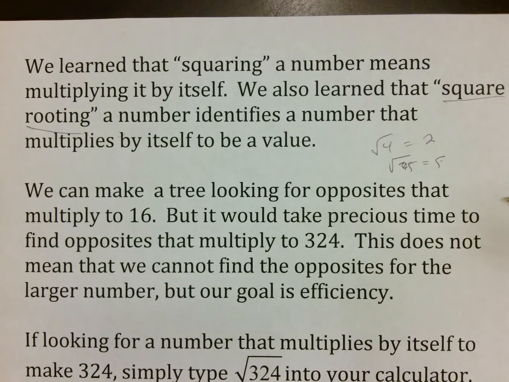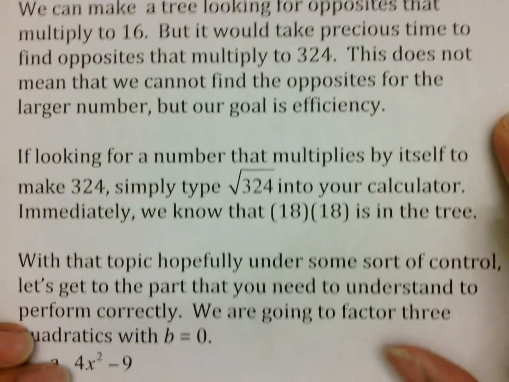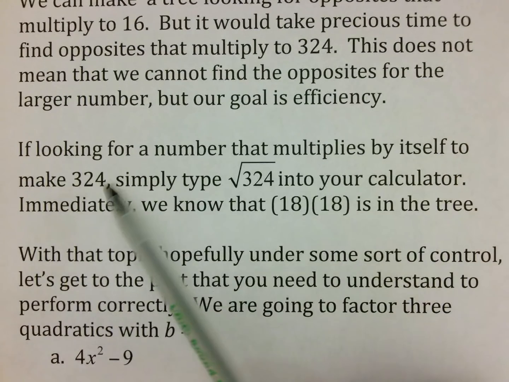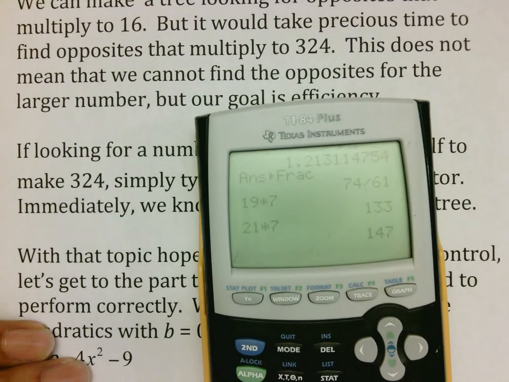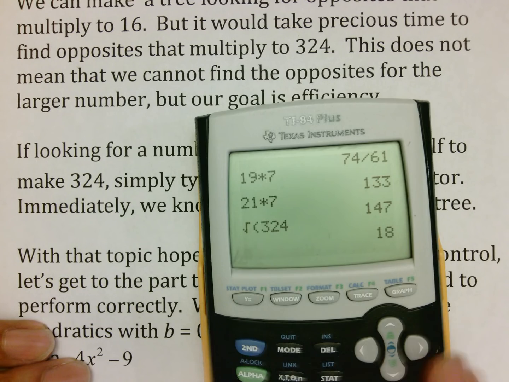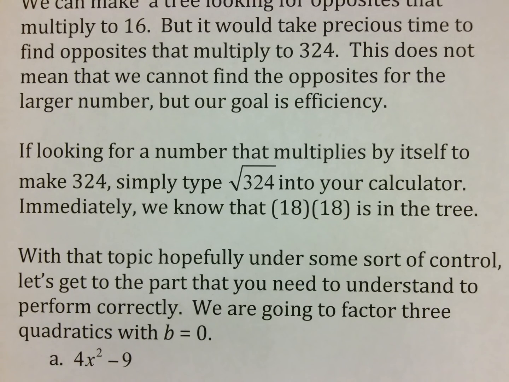But it would take a lot of precious time to find opposites to multiply to be 324. There's a lot of numbers, a lot of buttons that you'd have to press. It doesn't mean that we can't find it for a larger number, but our goal is to be efficient and to use our time wisely. So if you're looking for numbers that multiply by itself to make 324, or multiply to be 324 and add to make 0, all you have to honestly do is type in the square root of 324. Remember that's second x squared, 324, which tells me 18, and so therefore I know that 18 times 18 is in the tree at the very bottom.